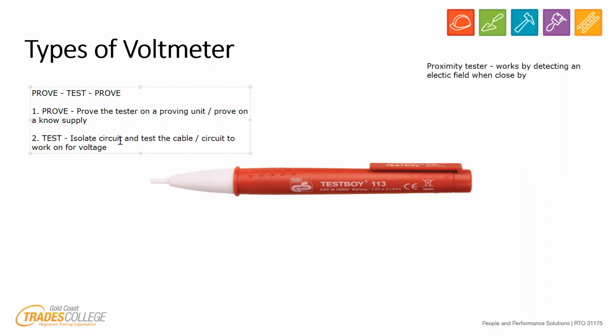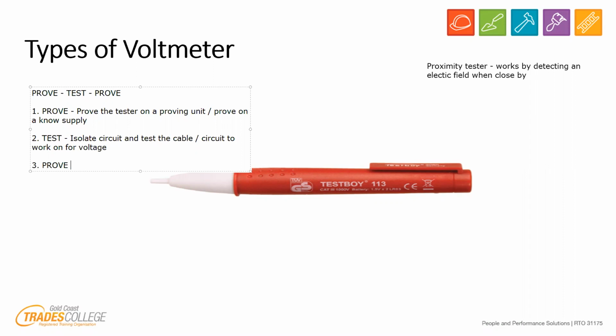Okay, so isolate the circuit and test the cable circuit to work off of voltage. Obviously, if it lights up, you've isolated the wrong one. We're going to assume that it didn't light up, all right? Now then, the reason it's prove, test, prove is because if you prove on an unknown supply, it lights up, and then you hold it against the cable to work on it, it doesn't light up, there could be a worst case scenario of your batteries were good for one test and that was it, now they're dead. They've given you a false sense of security that you've switched the supply off, which is why you have to always reprove the tester.